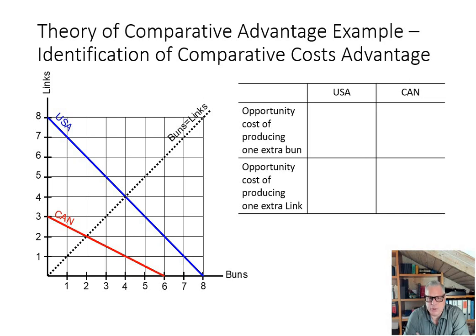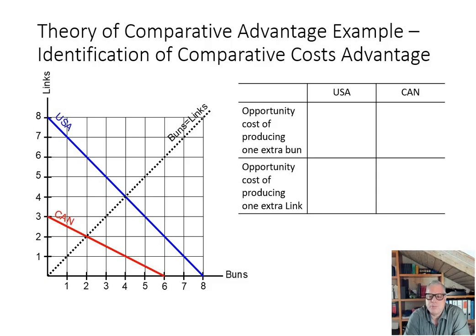Okay, let's continue with this example, and let's just summarize again where we stopped. So far we know that under autarky, if the two countries wouldn't trade with each other, the United States would be able to consume 4 hot dogs and Canada 2. Okay, so now David Ricardo introduced the concept of a comparative cost advantage.